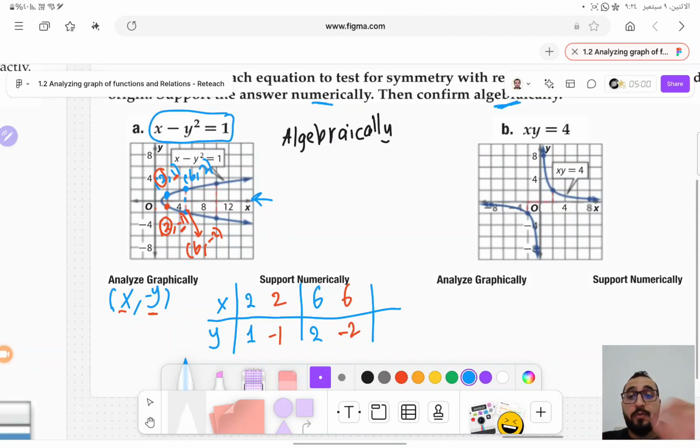Now, if you look at the equation, we replace every y with negative y. So now, let's write this one, x minus from the question. Then y is now negative, so keep the minus, but instead of y, write -y. So all of that squared equals 1.